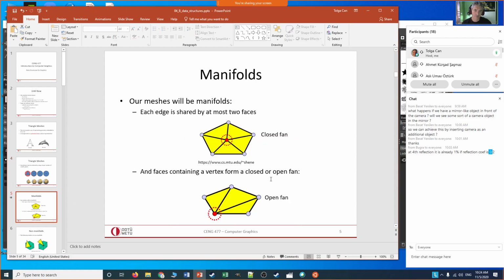So here are some properties of manifolds. Each edge will be shared by at most 2 faces. There will not be 3 faces sticking out from an edge. All right, so each edge will be adjacent to, it will be incident to.